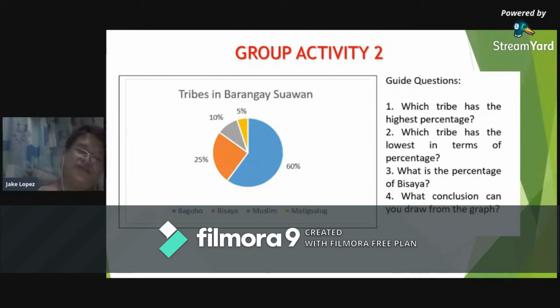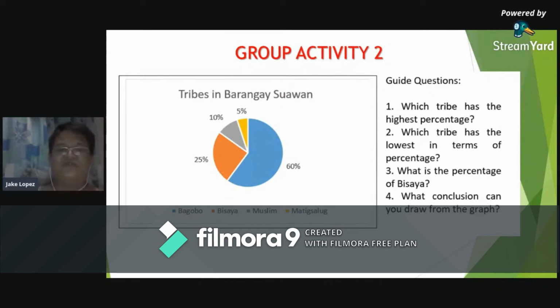Okay, so for another group activity, which tribe has the highest percentage? So, makita natin una yung pinakamalaking chunk or pinakamalaking part ng pie, ng circle. So, you can see this is the blue. So, blue is Bagobo. So, it means that it's the tribe that has the highest percentage. Second question, which tribe has the lowest in terms of percentage? So, 5%. Yellow is Matigsalug.